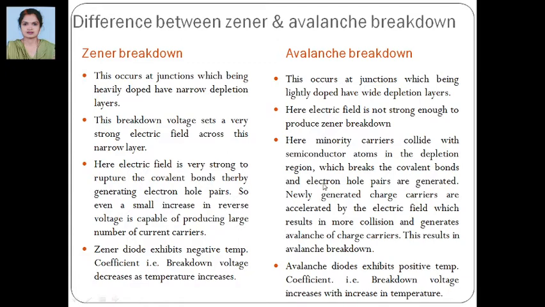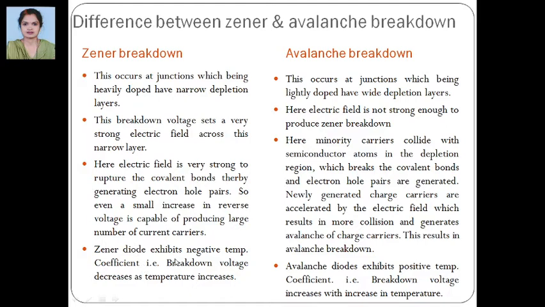But in the case of avalanche breakdown, this happens because of the minority carriers. These minority carriers collide with the semiconductor atoms and break the covalent bonds. New electron-hole pairs are generated and these newly generated carriers are accelerated by the electric field and result in more collisions and generate an avalanche of charge carriers. This results in avalanche breakdown.